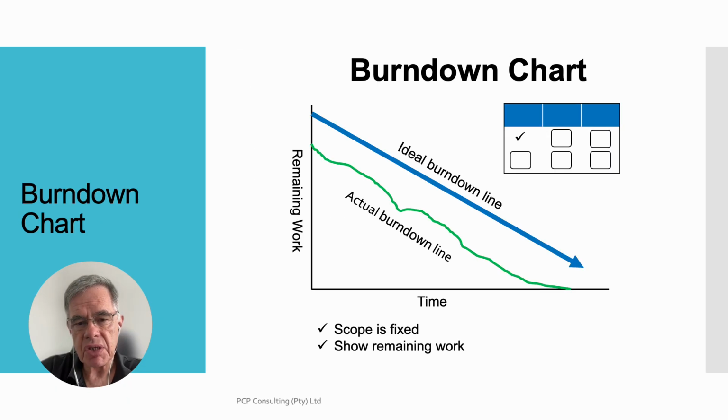A burn down chart represents the ideal burn down line, which is the blue line. The actual burn down line is the green line. Then there's remaining work and time, shown on the different axes. The scope is fixed, and the chart shows remaining work.